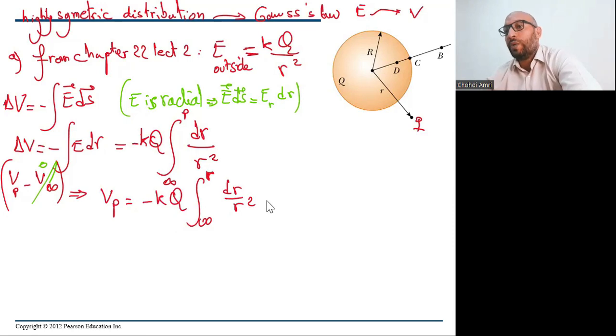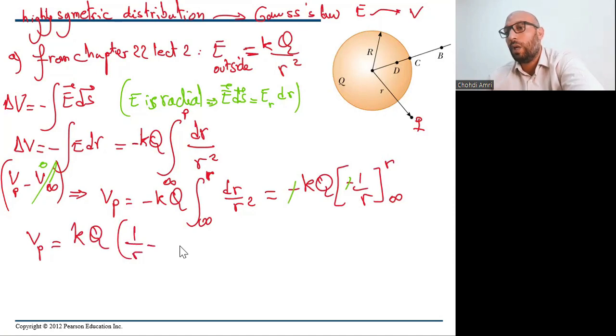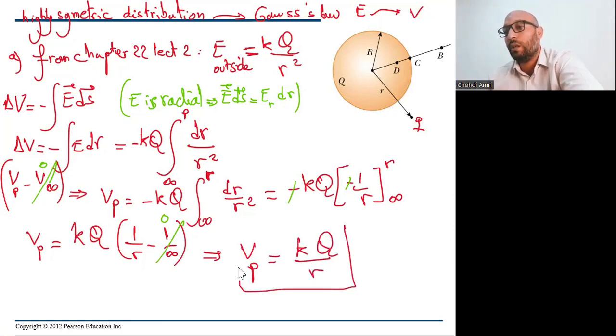The primitive of 1 over R squared is minus 1 over R. So we can write minus KQ times minus 1 over R from infinity to the point P, that means to the coordinate R. We have a negative sign and a negative sign. They will cancel each other, and we get V at the point P outside of the sphere equal to KQ factor of R minus 1 over infinity. And this is 0. The electric potential at infinity is 0. And we can conclude that the electric potential at the point P outside is equal to KQ over R. Very good. We are done.